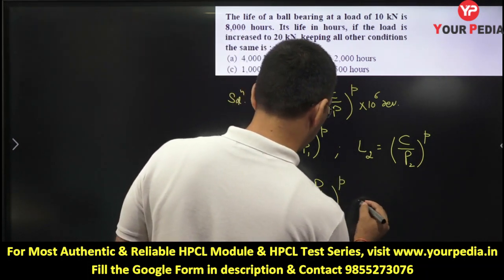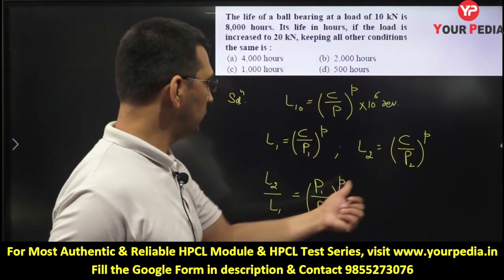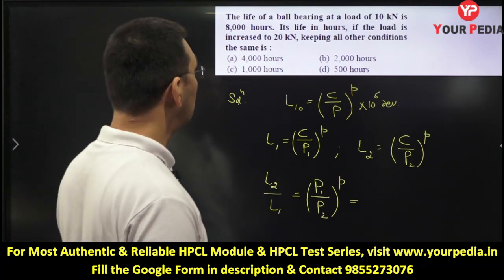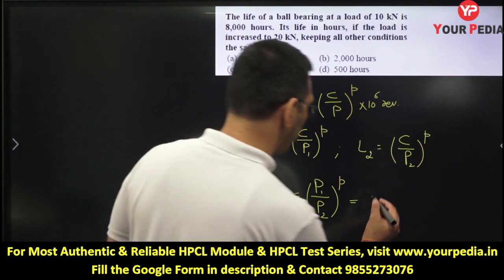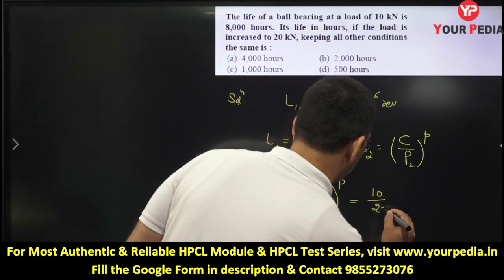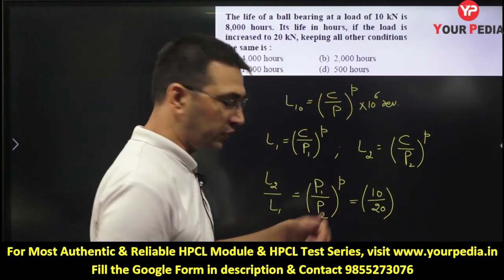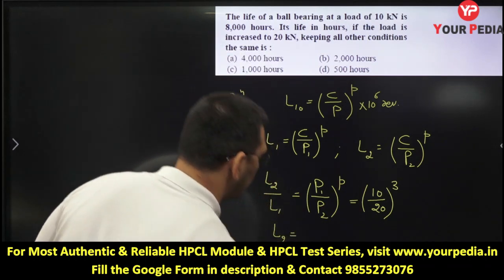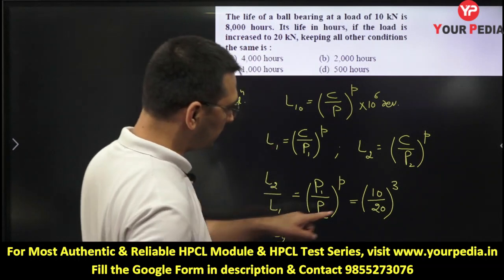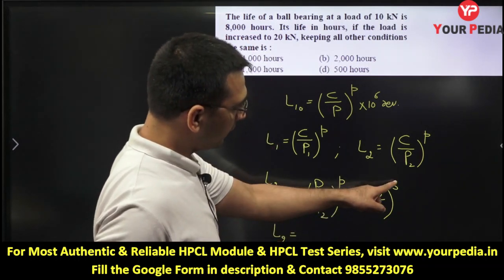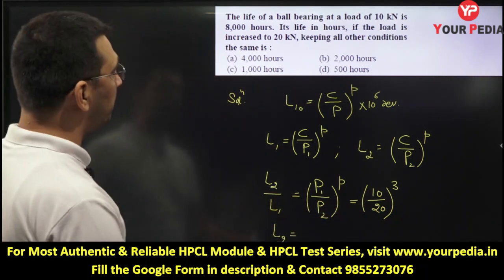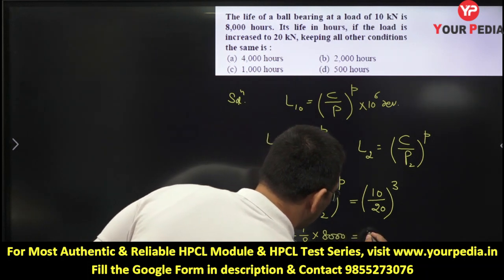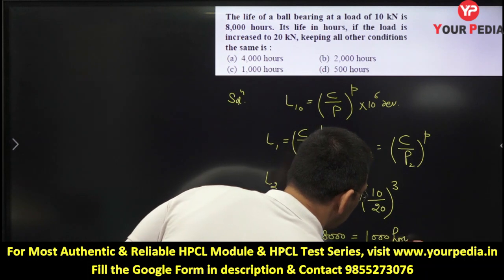The rest, you know what you need to do. The 10 to the 6 or million will cancel out when you take it this way. P1 is 10 and P2 is 20, so 10 by 20. Since it is a ball bearing, the exponent is going to be 3. Since L1 is 8000 hours, it becomes 1 by 2 raised to power 3, so 1 by 8 multiplied by 8000 hours. So it becomes equal to 1000 hours, as simple as that.